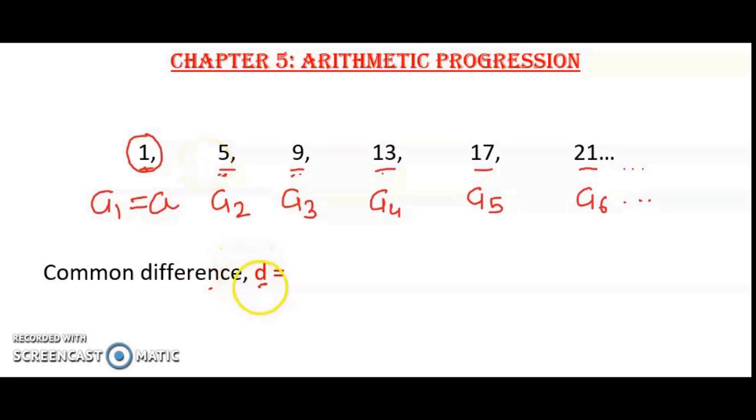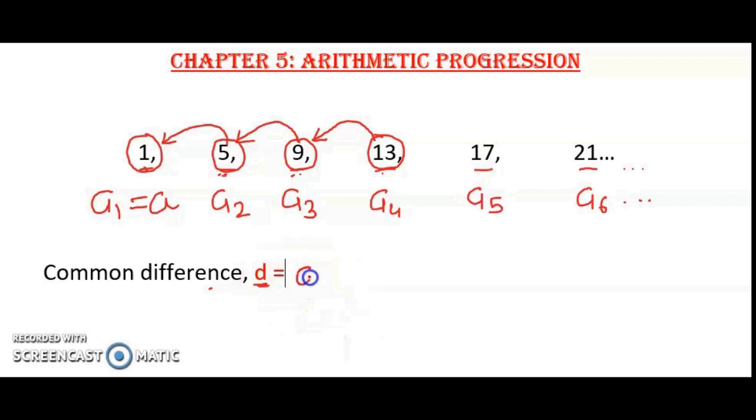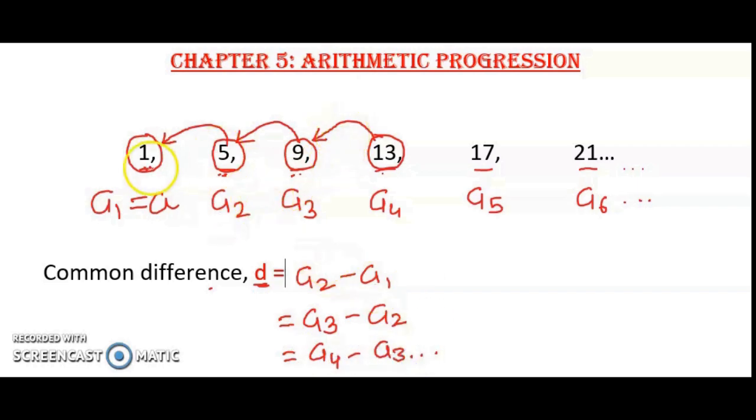Now, if you want to find the common difference, the formula is successive term minus previous term. It means we can do 5 minus 1, or 9 minus 5, or 13 minus 9. So basically you can write the formula of common difference as A2 minus A1, or A3 minus A2, or A4 minus A3, and so on. The successive term minus the previous term gives you the common difference.